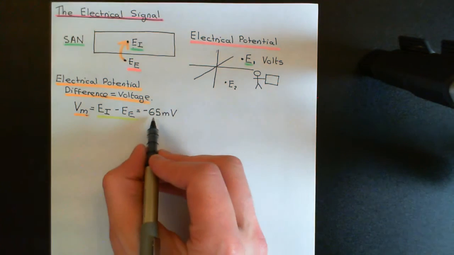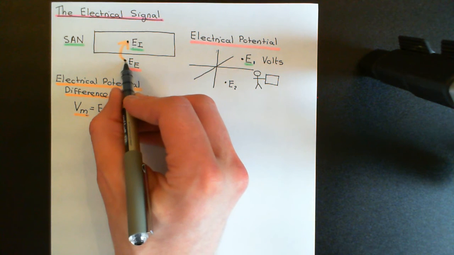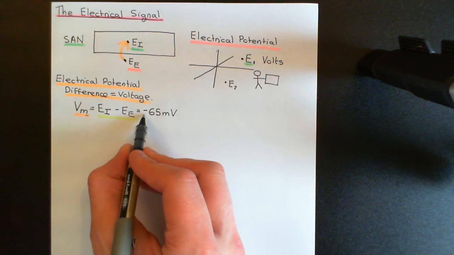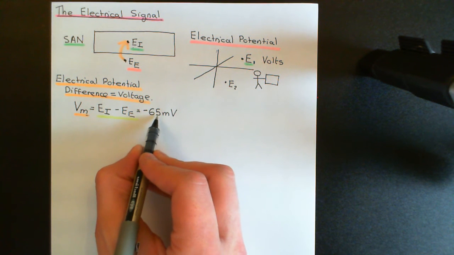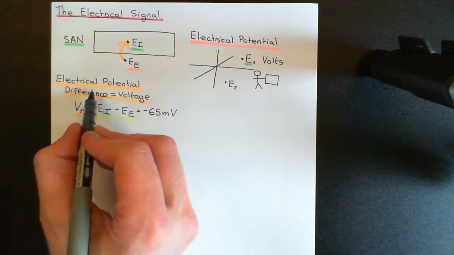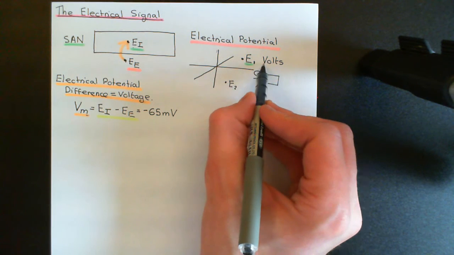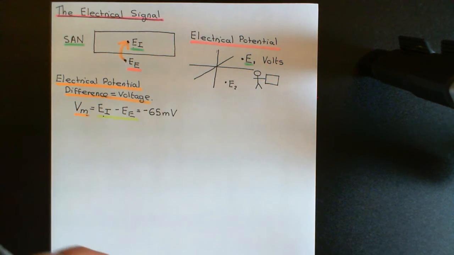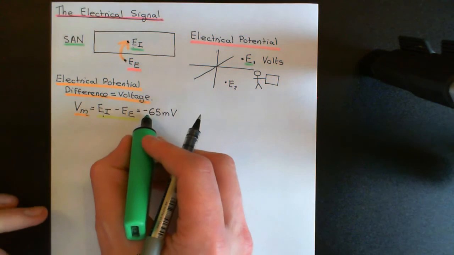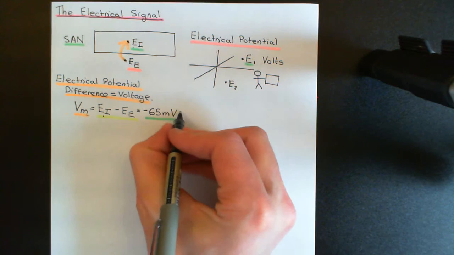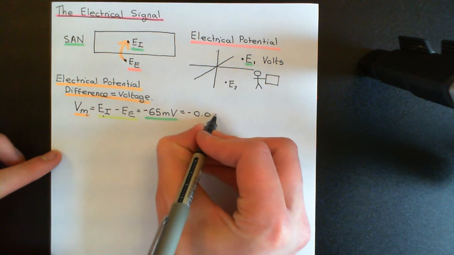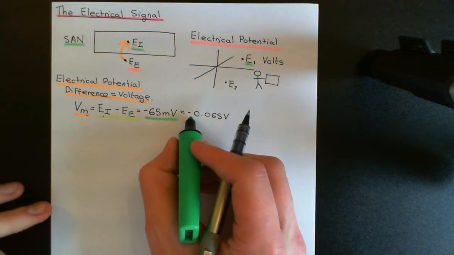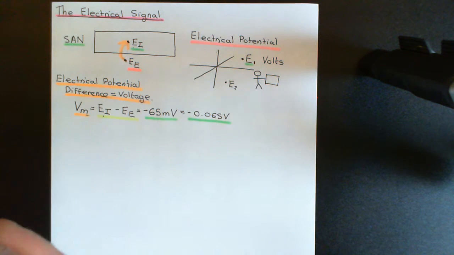Okay, so what does this mean? This means if you were to jump from the extracellular compartment into the intracellular compartment, your electrical potential will go down. That's why it's negative here, and it will go down by 65 millivolts. Now note, the units for electrical potential difference are going to be exactly the same as the units for electrical potential, because it's just one electrical potential subtract another electrical potential, so the units aren't going to change. Millivolts just means 1,000th of a volt, so you could equally well have written this as negative 0.065 volts if you like. Okay, so it's a small difference in the electrical potential between the extracellular compartment and the intracellular compartment.